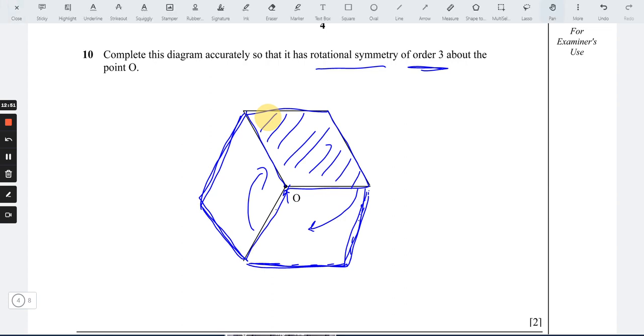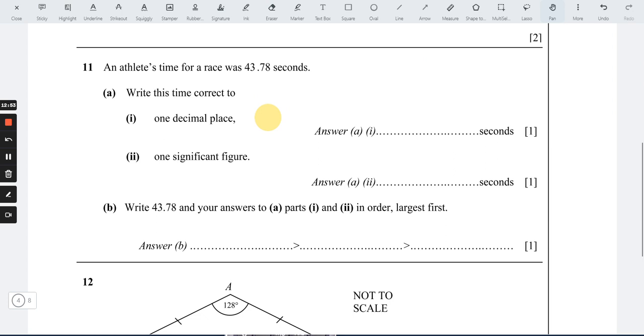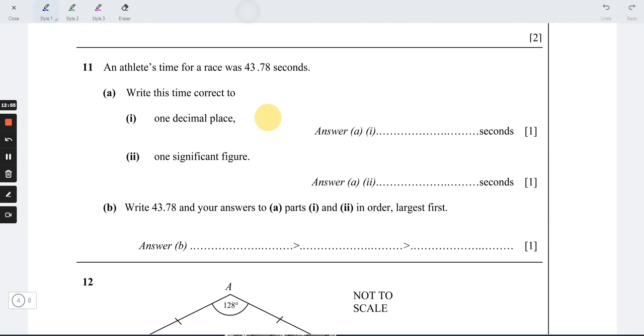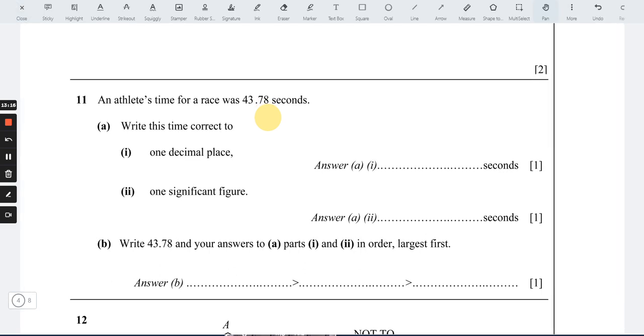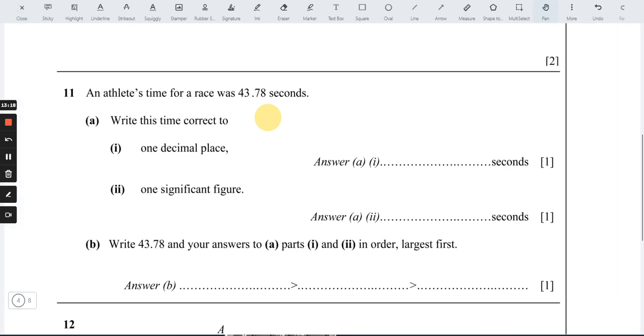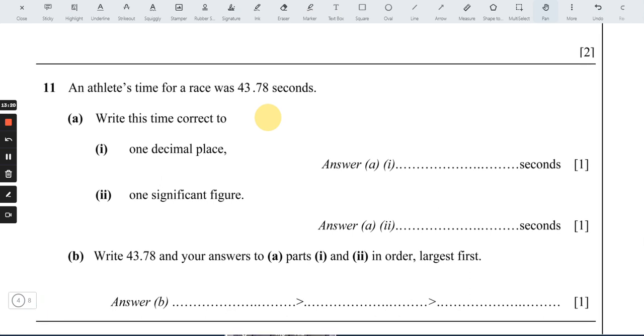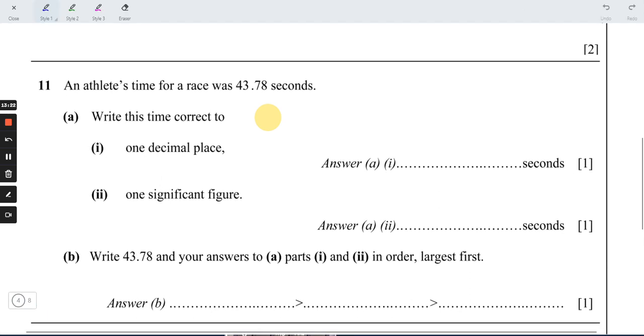Question 11 here says, an athlete's time for a race was 43.78 seconds. Write this time correct to 1 decimal place. Correct to 1 decimal place means the tenths place, and as you can see here, the tenths place is 7. So our target is 7.